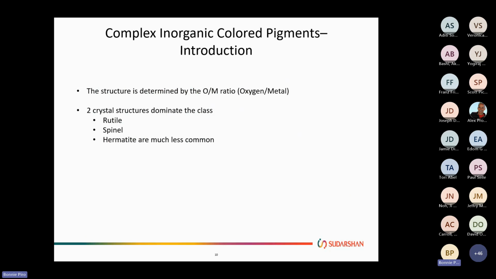As I mentioned, the structure is determined by the oxygen to metal ratio. There's two dominant structures in the class: the rutile and the spinel. They dominate the volume of CICPs in the industry. The third is the hematite. They're much less common, but they're still present.